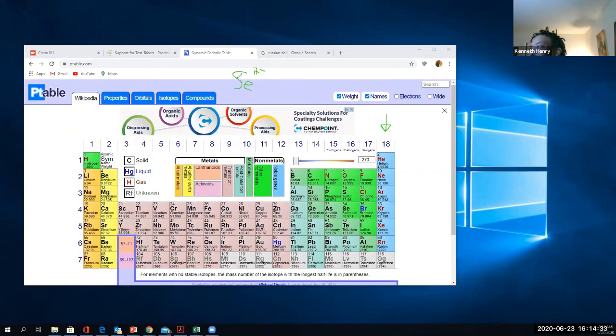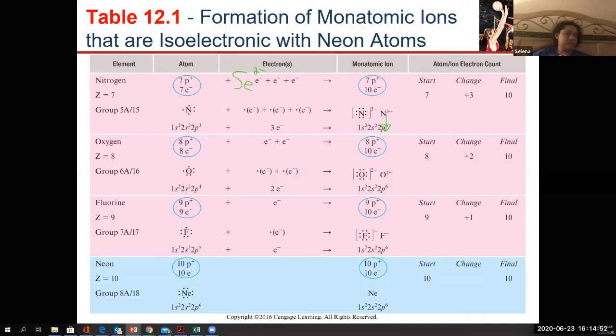Okay, so far, not too hard. You got the concept of the formation of what they call monoatomic ions. Okay, so you see that word isoelectronic? Did you see that word on that slide? Do you want me to underline it for you right here? I'll circle it. Isoelectronic means same number of electrons.